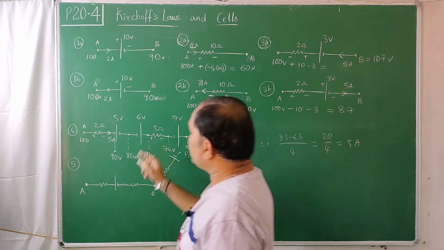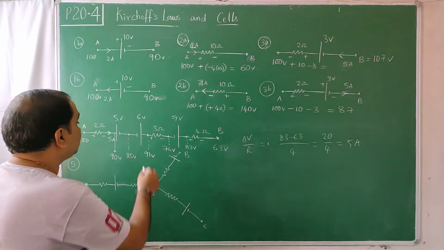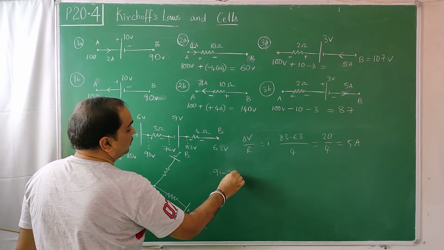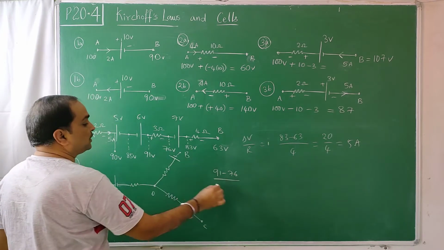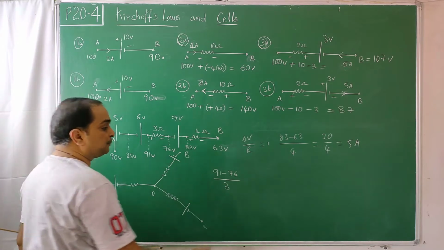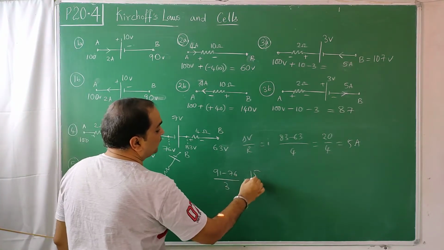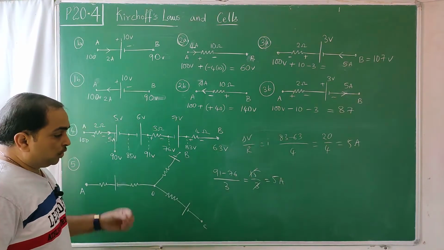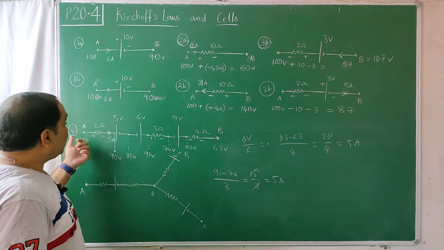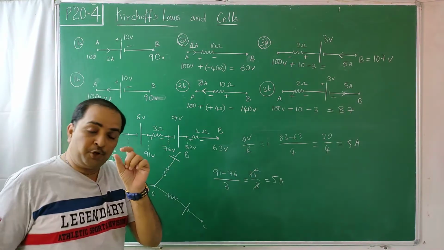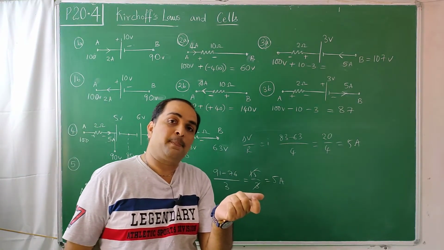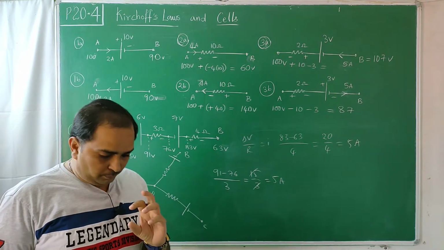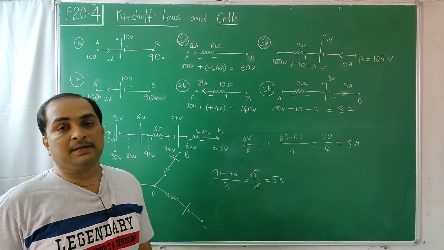Not only across this 3 ohms resistor, you can also get it across this 3 ohm resistor. 91 minus 76 is the potential difference across this 3 ohms resistor. Delta V by R should be I. What is this? 15 by 3. 3 5s are 15, 5 amperes. You got that. So, knowing the potential difference individually across every resistor, before and after the resistor, if you know the potentials, you know the potential difference. Based on the potential difference divided by resistance, you will get the current.